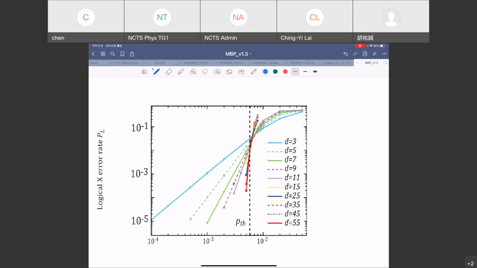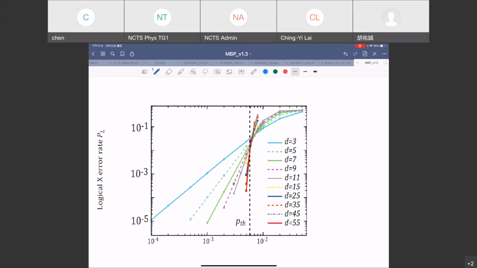You expect that the logical error rate should be lower than the physical error rate. That's our goal here. For example, the blue line here is D equal to 3. When you increase D to 5, the performance is this green dotted one. You see the logical error is lower than the blue one. So when you increase D, the performance will be better in this direction, right?